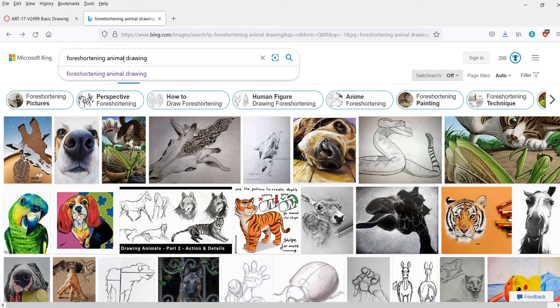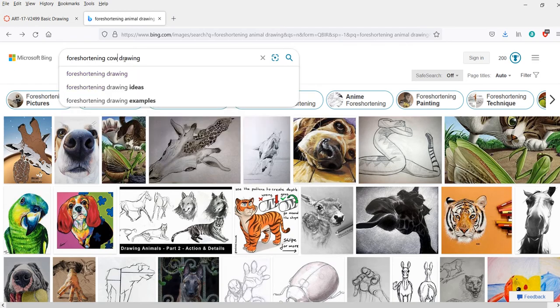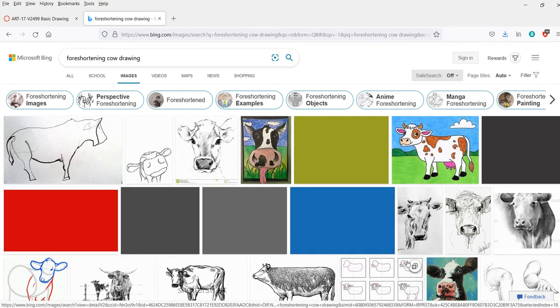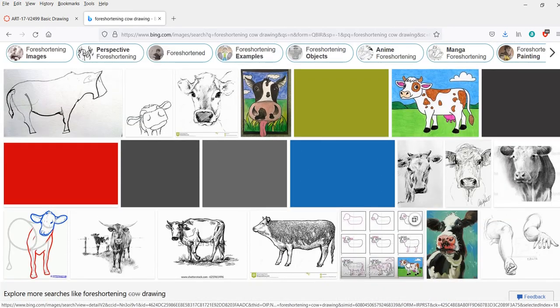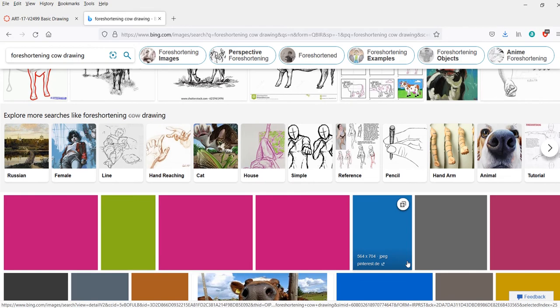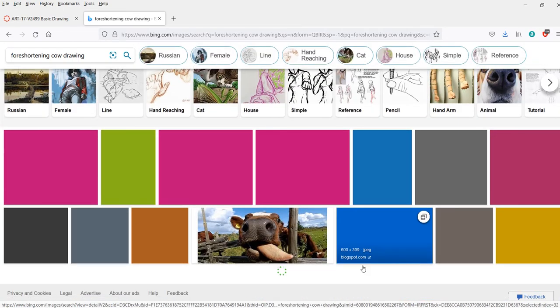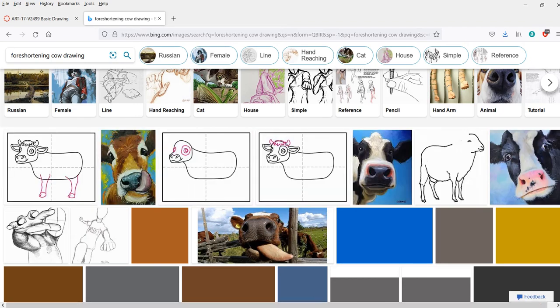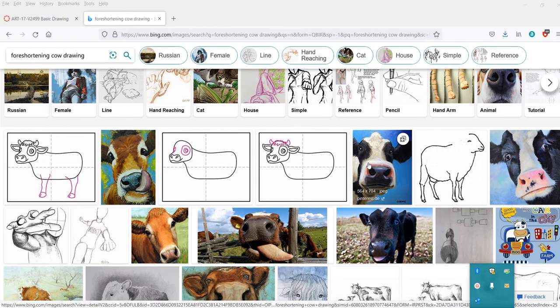Let me see if I can put cow in here, because there was a really good cow one at one time. Yeah. All right. I think you get the idea. I think dogs are better, but the cow with the tongue, yeah, this is awesome. That's foreshortening. All right. I think you got the idea. If you don't, let me know. These are good.